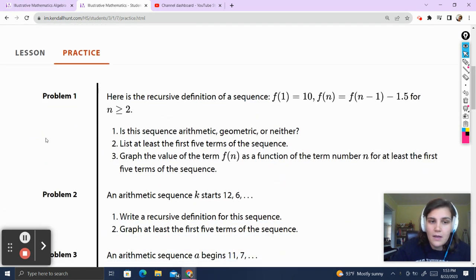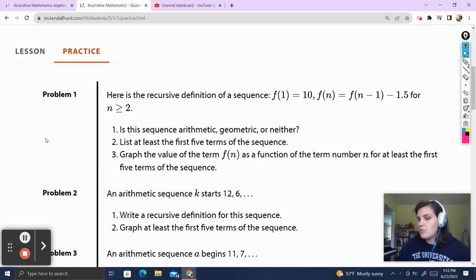Let's go. We're going to start with problem 1. Here's a recursive definition of a sequence. So our first term is equal to 10. Every subsequent term is going to be equal to the term before it minus 1.5 for any term that's 2 or greater.